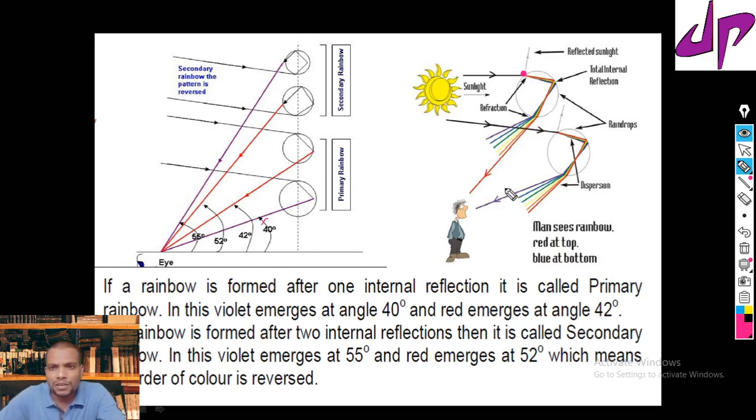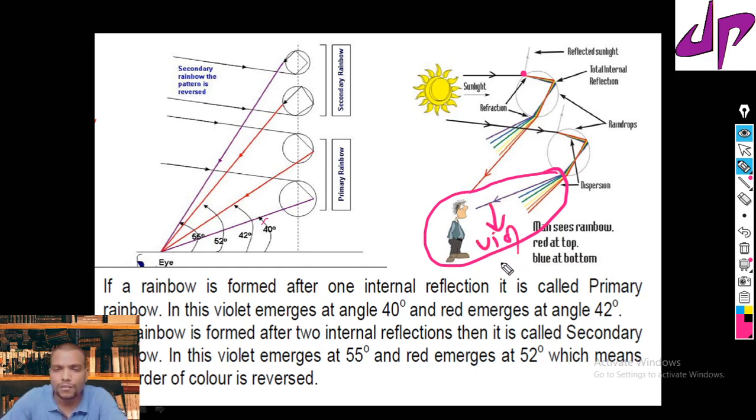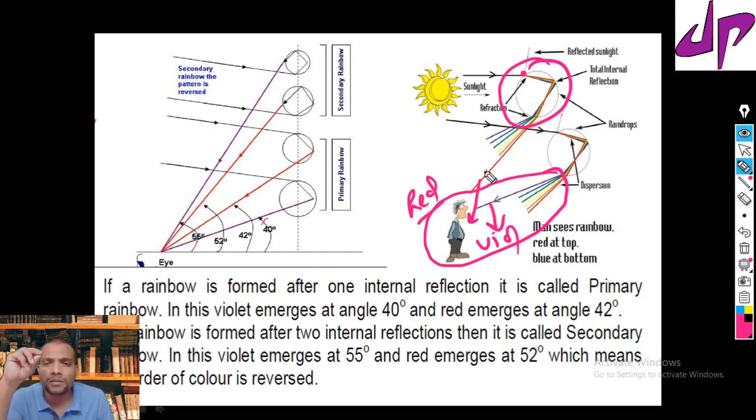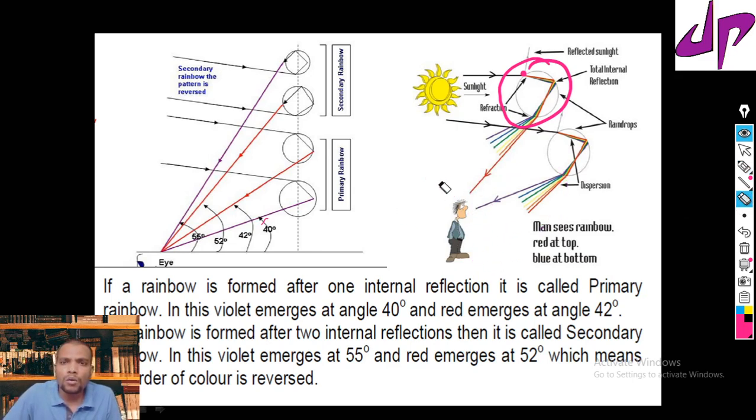If you observe this diagram on my right side, the observer is observing only one color from a single droplet. Here he is observing a violet color, and from another droplet he is observing red color. So the position of the observer with respect to the water droplets also matters a lot. Only with that angle, if the colors are incident on the human eye, can we see the rainbow. So this is all about how a rainbow forms.